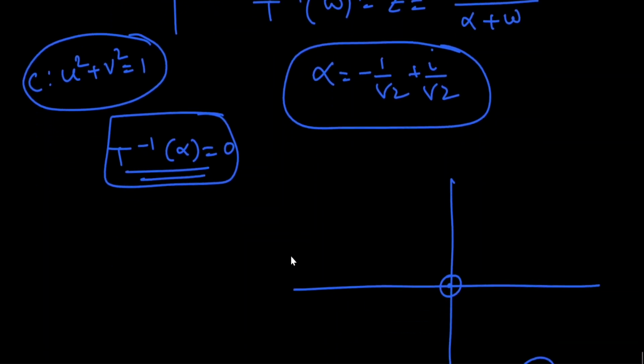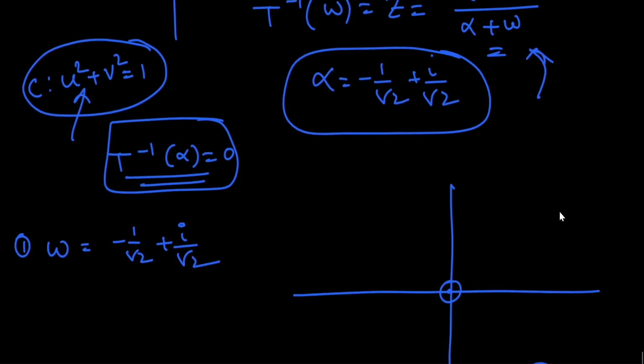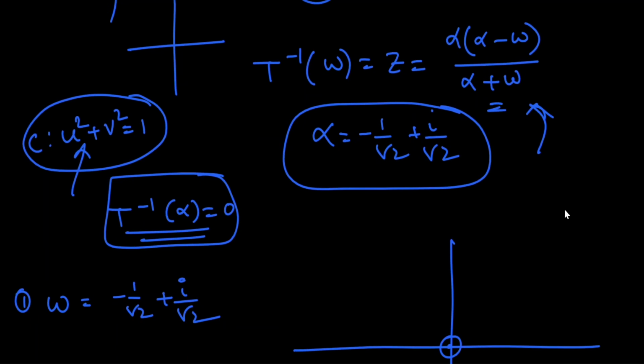Therefore we take points which satisfy this condition, and then we have to check whether the point goes under the transformation T inverse. So let us take a point W under the inverse transformation T inverse. Let us take the point W equal to minus 1 by root 2 plus iota by root 2. Now we put it in this transformation.